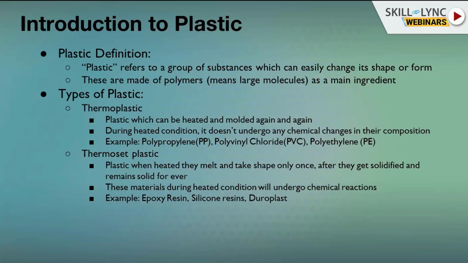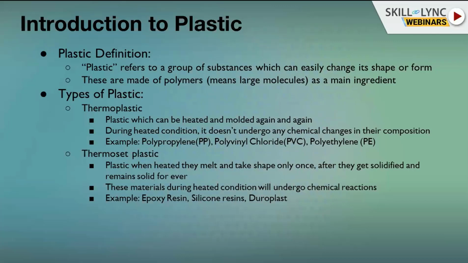So what do we mean by thermoplastic? As the name indicates, the main property of thermoplastic is that the plastic can be heated and molded again and again. During the heated condition, it doesn't undergo any chemical changes in its composition. Examples are polypropylene, polyvinyl chloride, and polyethylene.